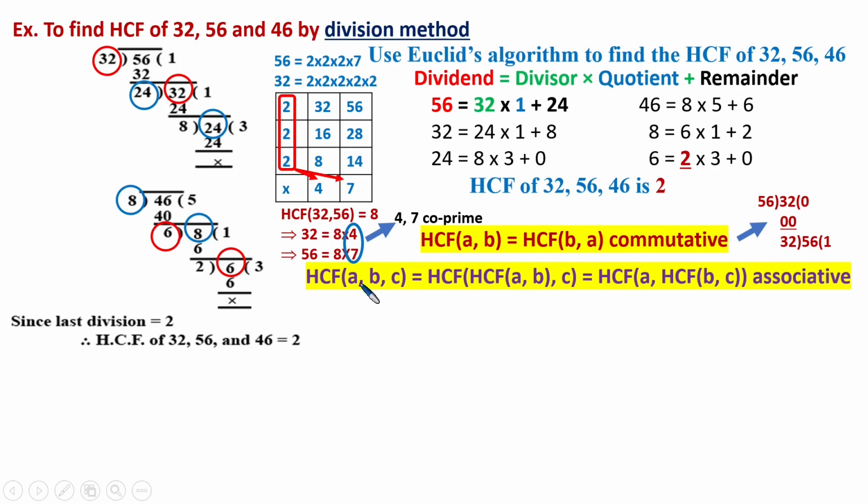Similarly, this comma can be thought of as plus: A plus B plus C. So A plus B you evaluate, then add it to C, is the same as you add first B plus C and add it to A. It will be the same. So here also HCF has an associative property.